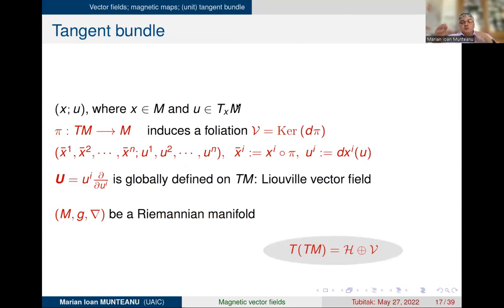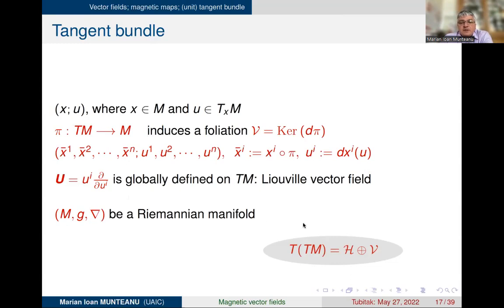Okay, so in order to pass to the second part of the talk, meaning vector fields, I will recall some basic things about the tangent bundle and also the unit tangent bundle. Also to fix some notations, we have the Riemannian manifold M, we have its tangent space, we consider the tangent bundle, the canonical projection. This induces a foliation given by the kernel of the differential, so we obtain the vertical spaces. We have a globally defined vector field that is called the Liouville vector field. Okay, so u are coordinates in the fiber, and the x are coordinates on the base manifold.